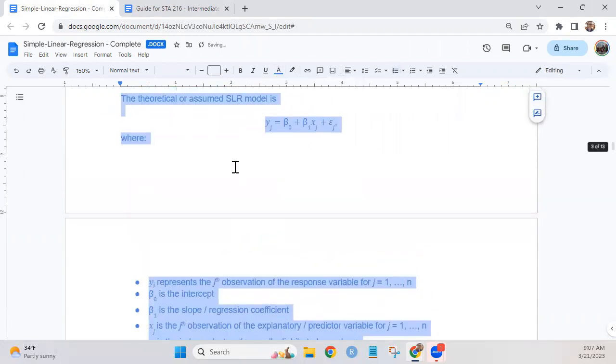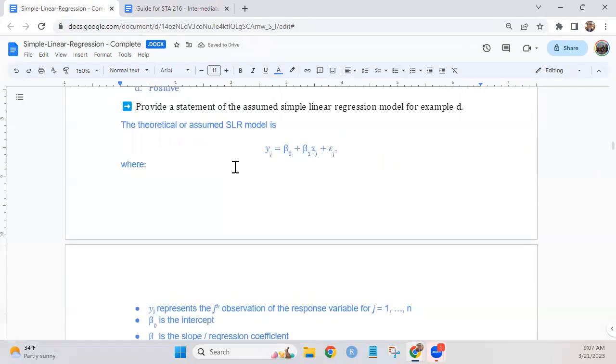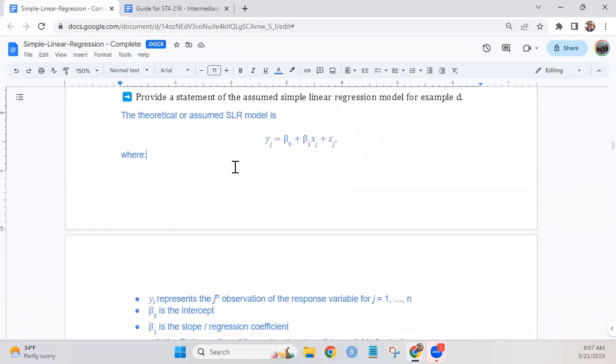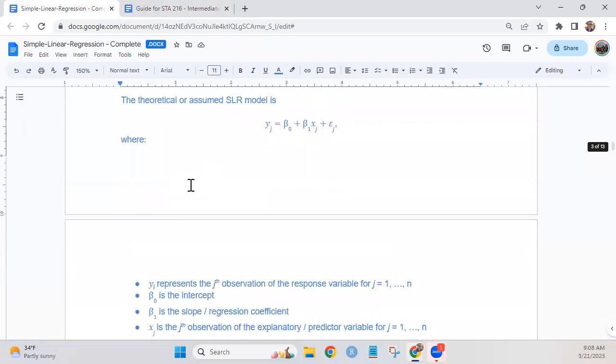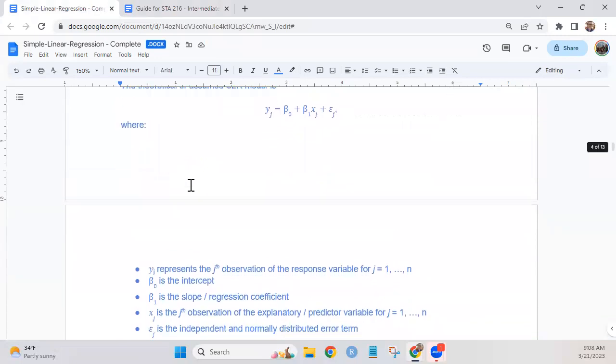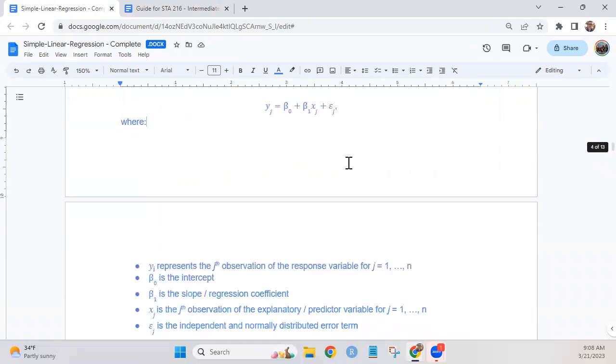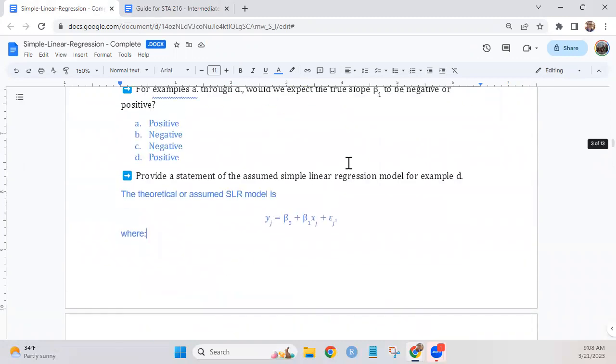Okay. So whenever I ask for the assumed simple linear regression model, you can start like this. I would highly recommend starting with this, copying and pasting it. And just like before, you keep this part general. So this top part stays the same for every single problem. What changes is the definition of each term in the model. Okay. So Y in this case, let's see.